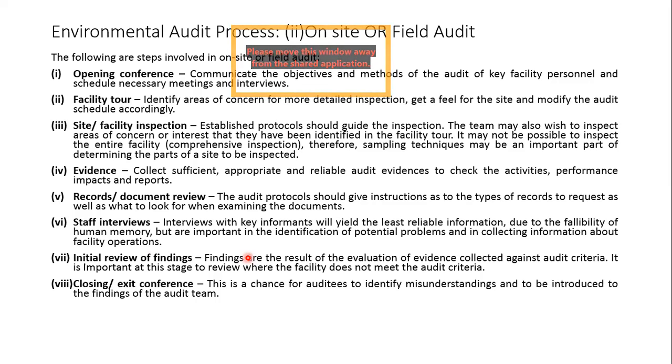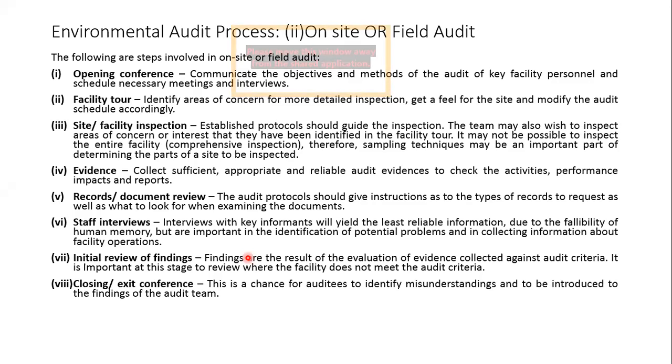Next is initial review of the findings. Findings are the results of the evaluation of the evidence collected against the audit criteria. It is important at this stage to review where the facility does not meet the audit criteria. As I told you, audit is different from other types of things because there is a set criteria. Whatever evidence and parameters you have collected, whether they satisfy the audit criteria or not, and if they do not, what you have to do, all these things should be very clear.